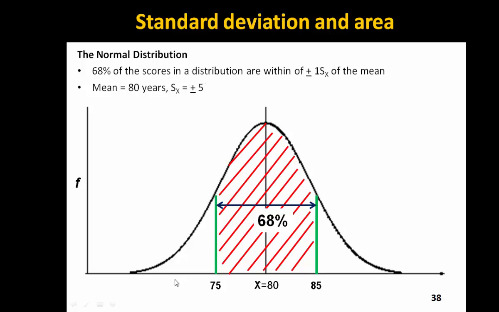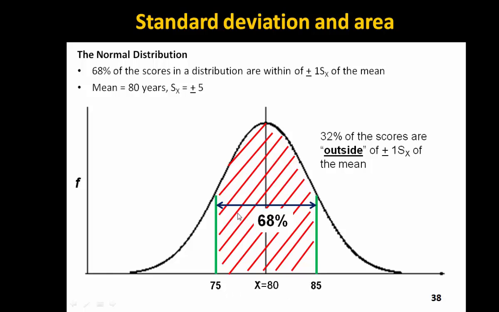Recall that when we examine a distribution, this is the only time we see the dependent variable expressed along the x-axis, and the number of scores corresponding to each age, the number of people corresponding to each age, is plotted along the y-axis. So the area underneath the curve here is the total number of people that have ages between 75 and 85 years old.